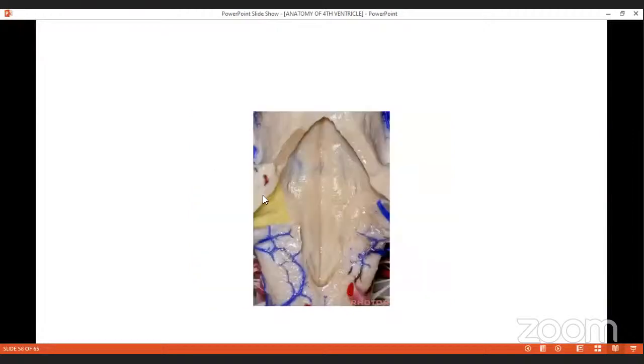This is the same picture. This is the lateral recess where it opens up, where the cavity of the fourth ventricle opens up via the foramen of Luschka.